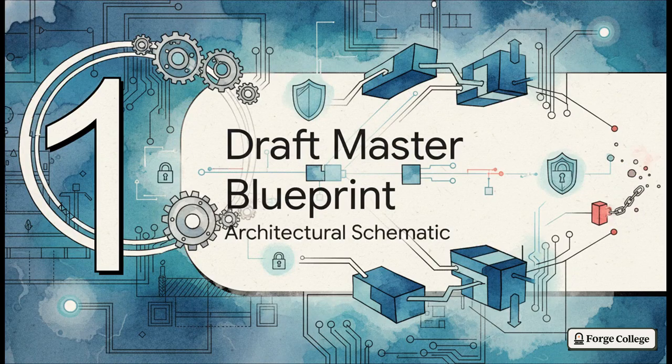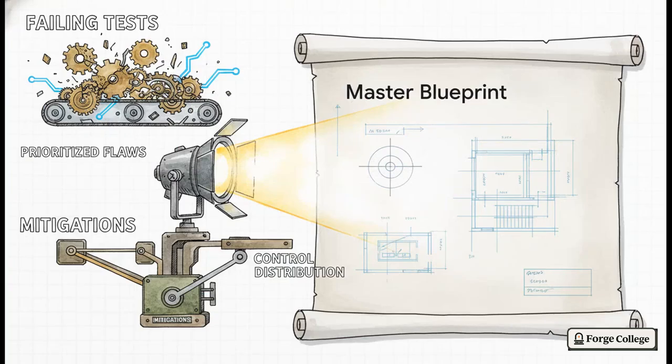All right, section 1, drafting the master blueprint. Okay, let's dive into this. Drafting the master blueprint is where the magic actually happens. We're taking the concrete outputs from your previous testing phase, like your failing test cases and prioritized flaws, and we're using them as the exact input constraints. This helps us decide where your access checks absolutely must live in the codebase.